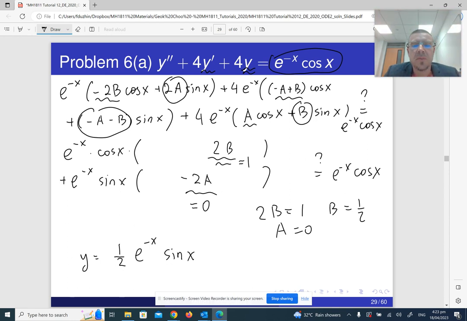Right, so this is a particular solution of the non-homogeneous differential equation, and to get the general solution we add the general solution of the homogeneous equation, which is c1 e to the minus 2x plus c2 times x times e to the minus 2x. So, and that's the final answer.